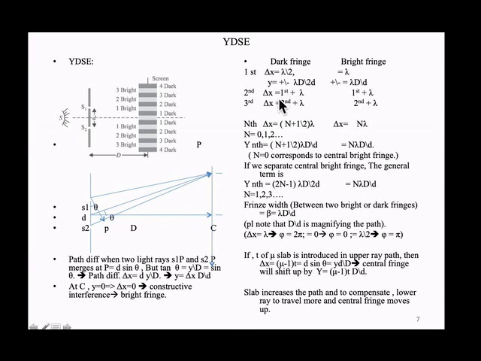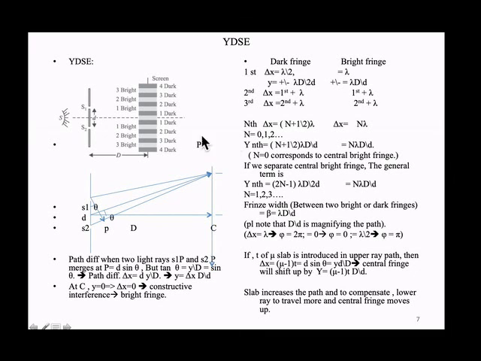So 1 plus lambda D by 2d becomes 1.5, 3 by 2. If I generalize, what am I getting? n plus half lambda. Delta x is n lambda. I am taking n as 0. So when I put 0, here is the central point. 0 means if I am putting half lambda.